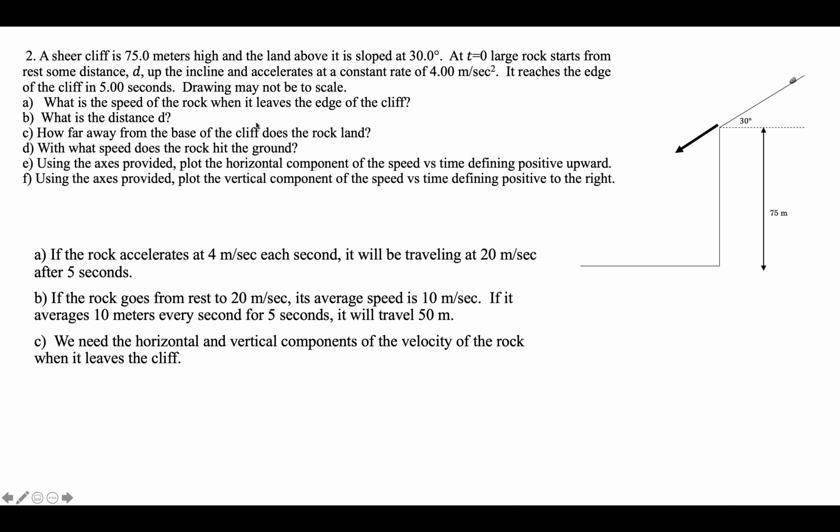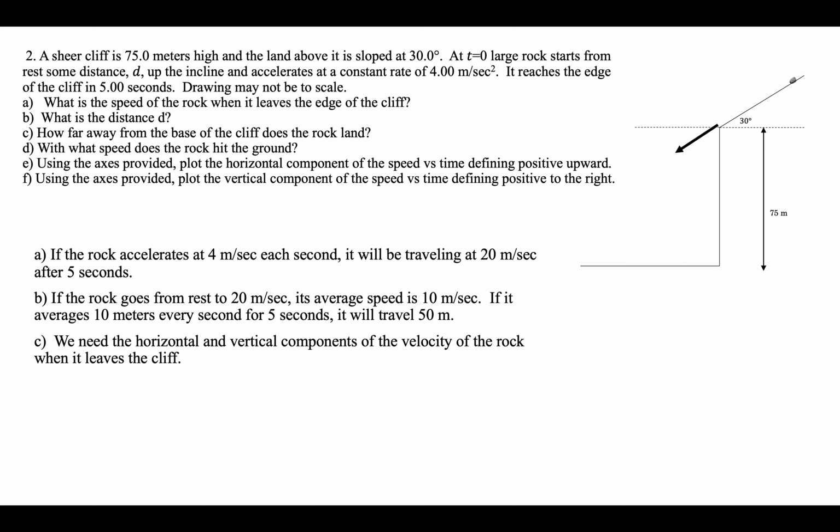C, how far from the base of the cliff does the rock land? Okay, so now it's in the air. We need the horizontal and vertical components of the velocity of the rock when it leaves the cliff. So we have to get the angle of this velocity vector. Don't get this wrong. It's pretty straightforward.